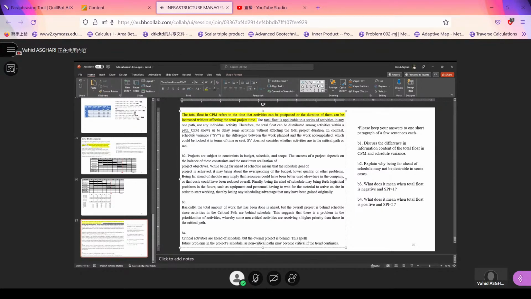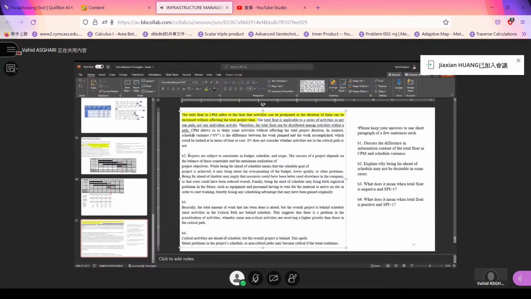Part 2: explain why being far ahead of a schedule may not be desirable in some cases. Again, based on your intuition, if we are far ahead of the schedule, it's perhaps because we have spent a lot of money. If we are far ahead of the schedule, we have some constraint, and our workers and our machines need to be idle without any job to do. Or if we have been really fast, perhaps the quality was really bad.